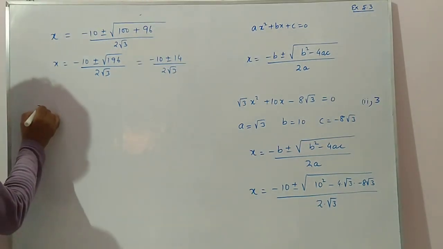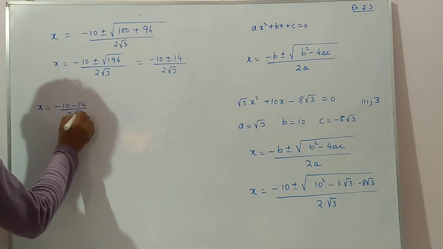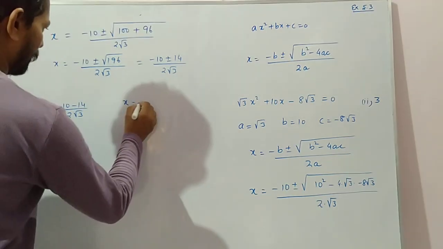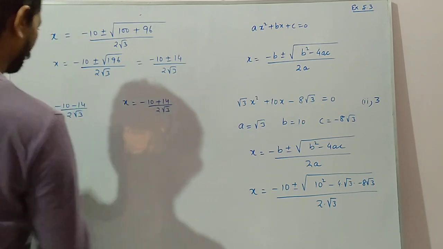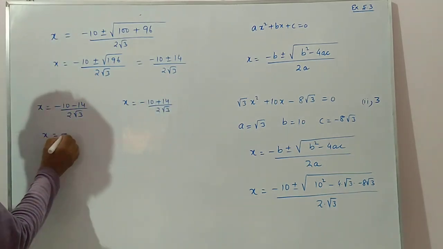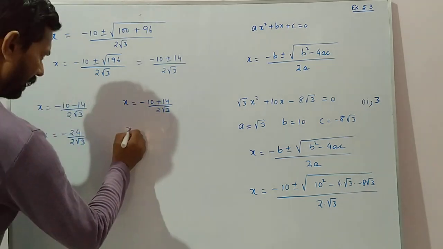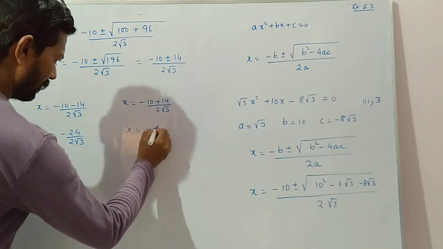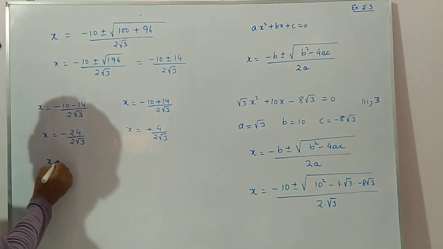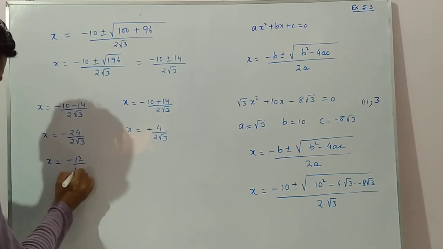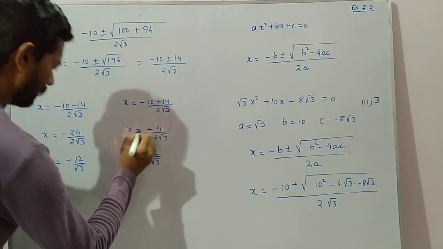So we can write x equal to minus 10 minus 14 by 2 root 3. x equal to minus 10 plus 14 by 2 root 3. x equal to minus 24 by 2 root 3. x equal to plus 4 by 2 root 3. x equal to minus 12 by root 3. x equal to 2 by root 3.